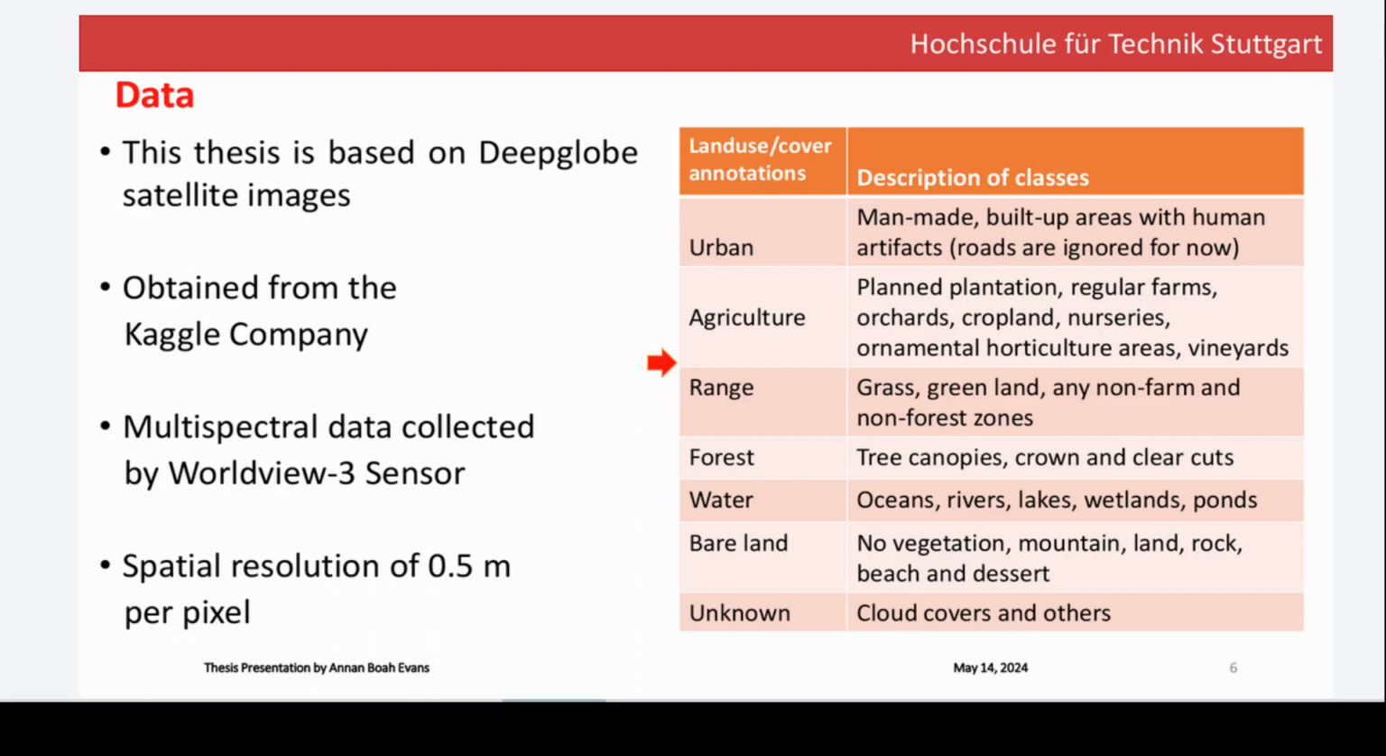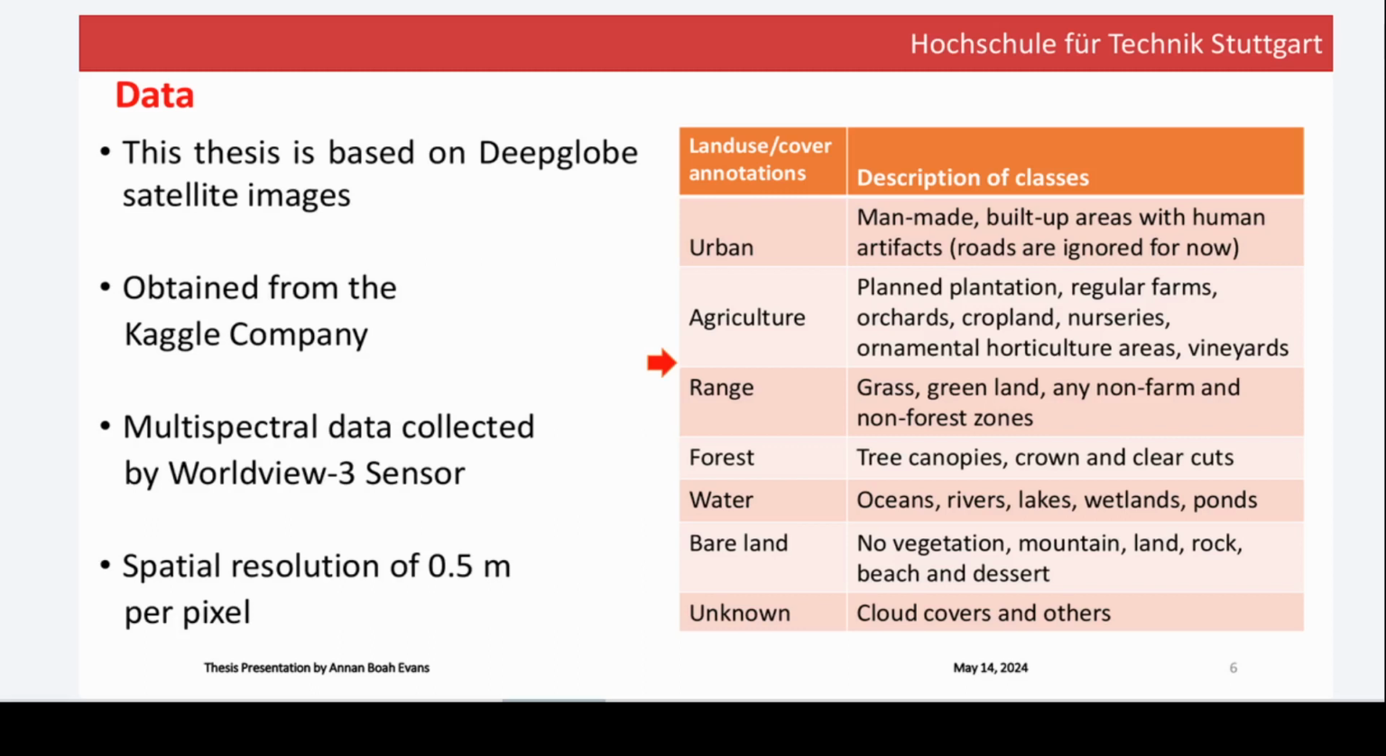Within the data, you need to annotate the various land cover classes. Looking at my extreme right, you could see a table with the heading land use cover annotations and the description of the various classes. When we use the term urban, we are referring to the various man-made or built areas with human artifacts. But let me chip in here, we are not classifying roads for now.